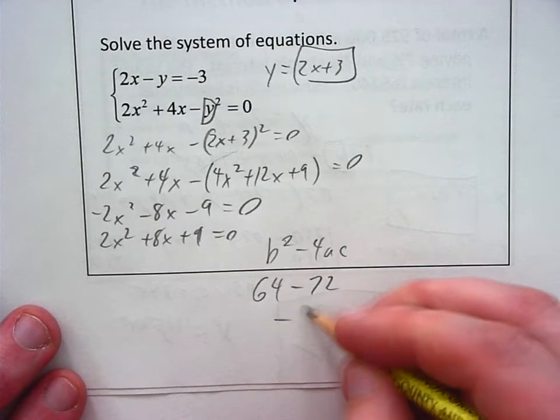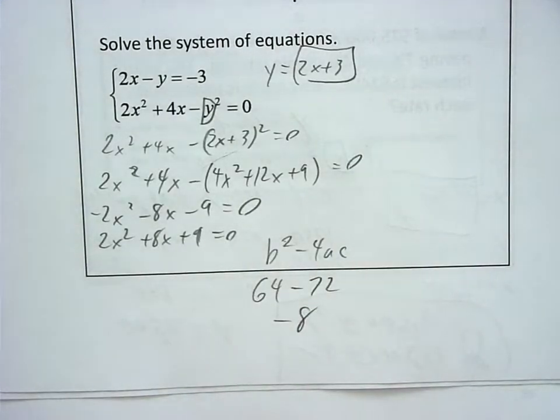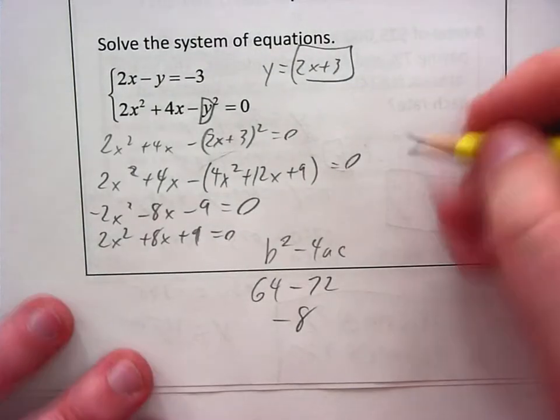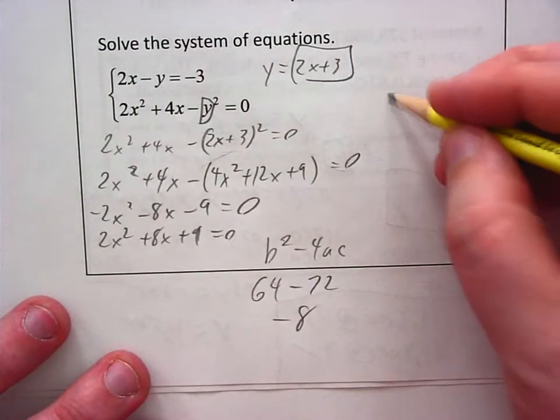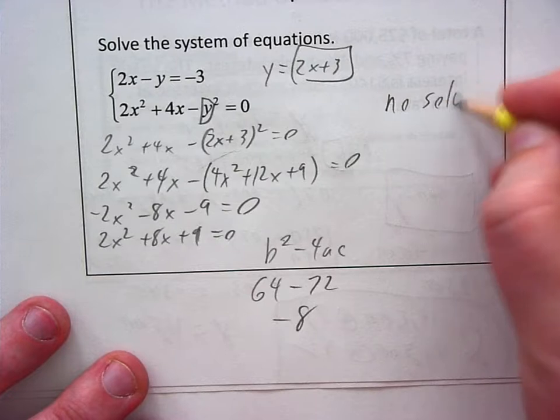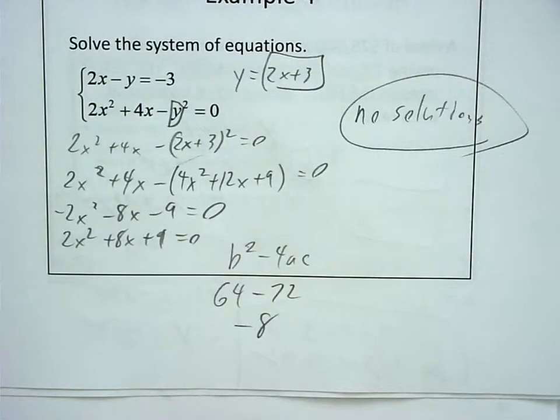Because you get a negative number under here, means your solutions would not be real. Therefore, this thing has what for solutions? No solutions. And that can't happen. Now, graphically, what does that mean? There are no solutions to a system of equations. They never intersect each other.